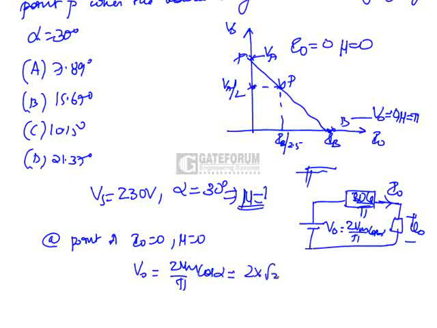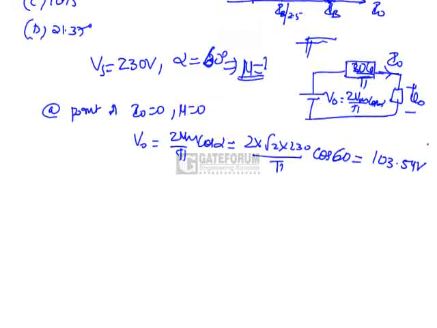So this is 2 into root 2 into 230 divided by pi into cos alpha. He has given the firing angle as 60 degrees, not 30 here. What is the value of cos 60? Cos 60 is equal to 1 by 2. You will get the open circuit voltage as 103.54 volts.